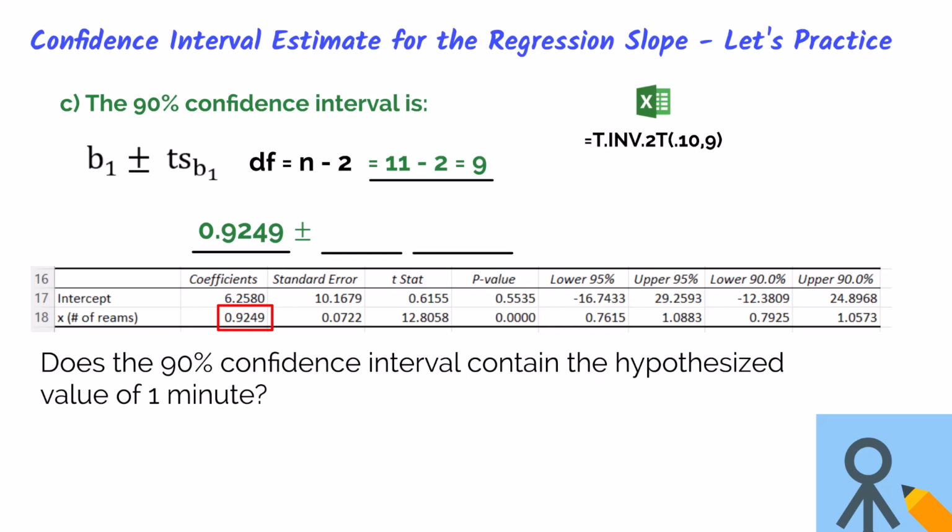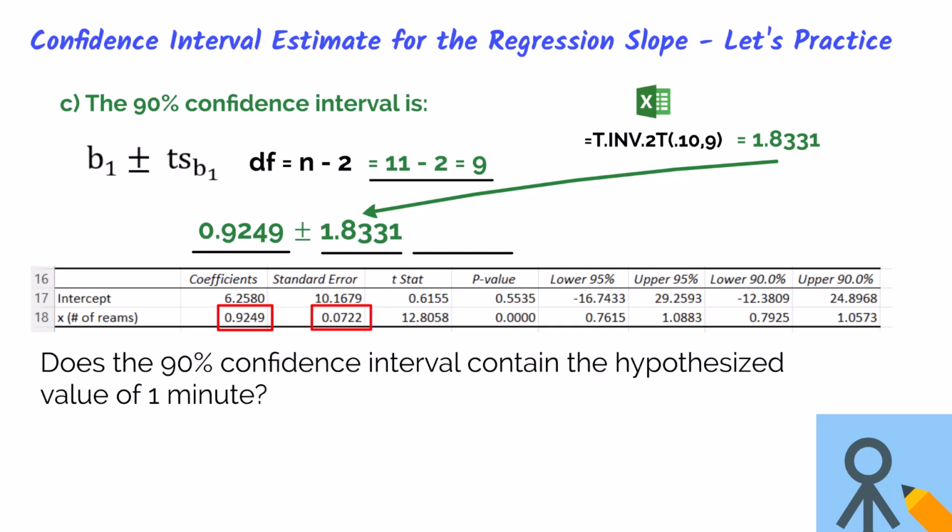We input t.inv.2t and then 0.10 for the alpha and degrees of freedom of 9, and we get 1.8331. We can plug in that for the t-critical value in the equation next. Finally, let's find the standard error of the slope coefficient in the regression output.